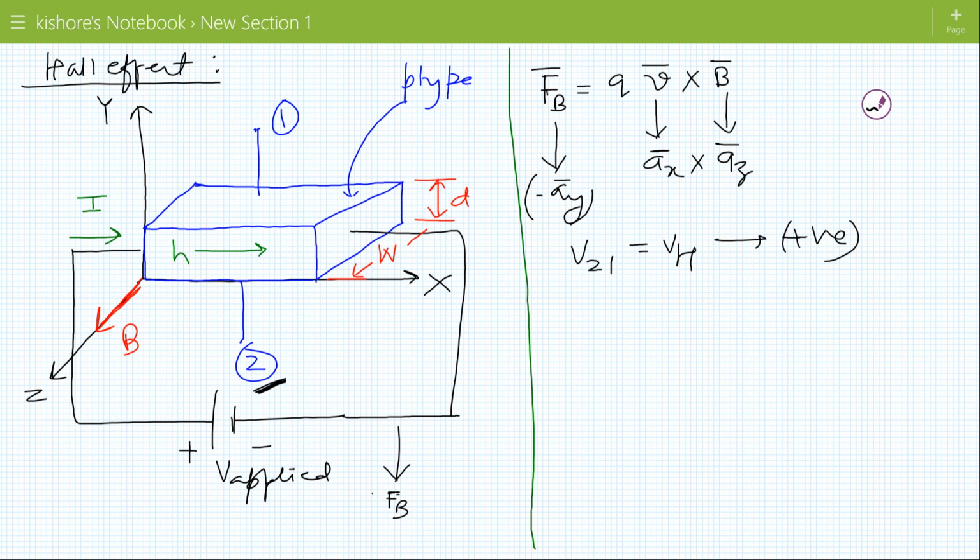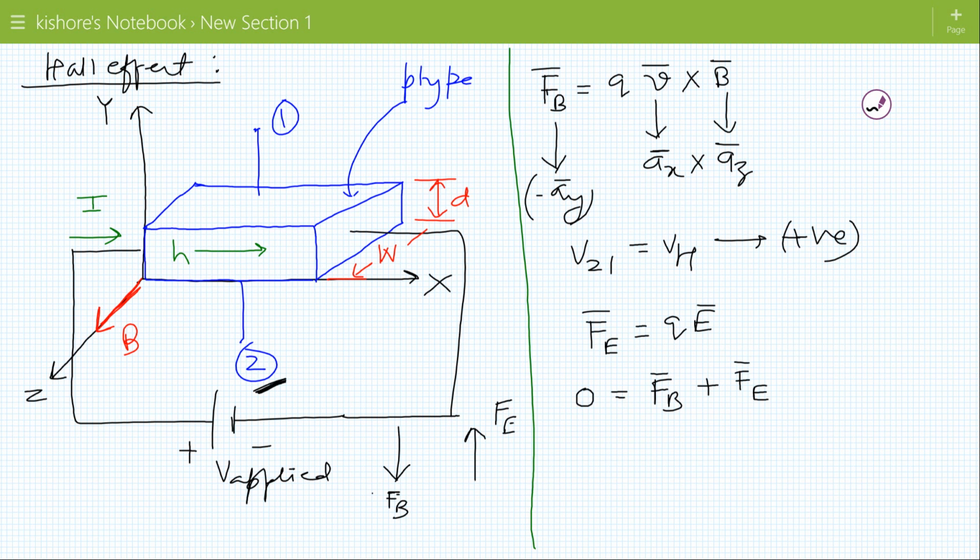Now to oppose this accumulation of holes, an electric field is induced, and the force on holes due to the electric field is in the opposite direction of FB. So this will be the direction of force on holes to oppose the accumulation of holes, and this force is QE. So the total force on holes is the sum of FB and FE.